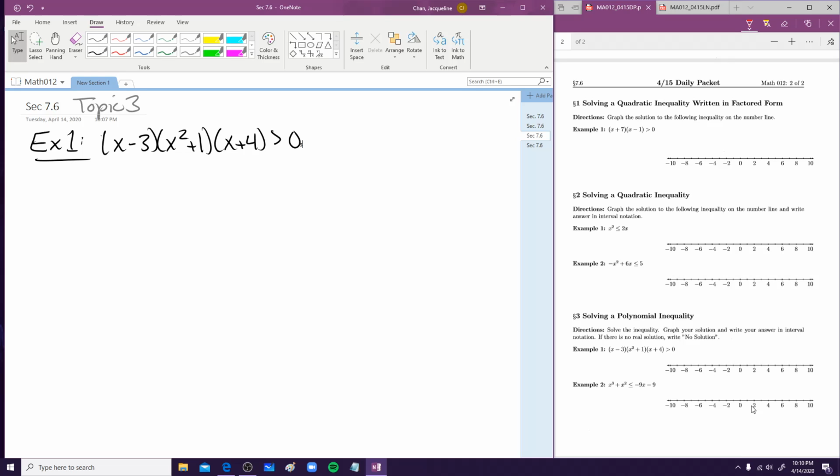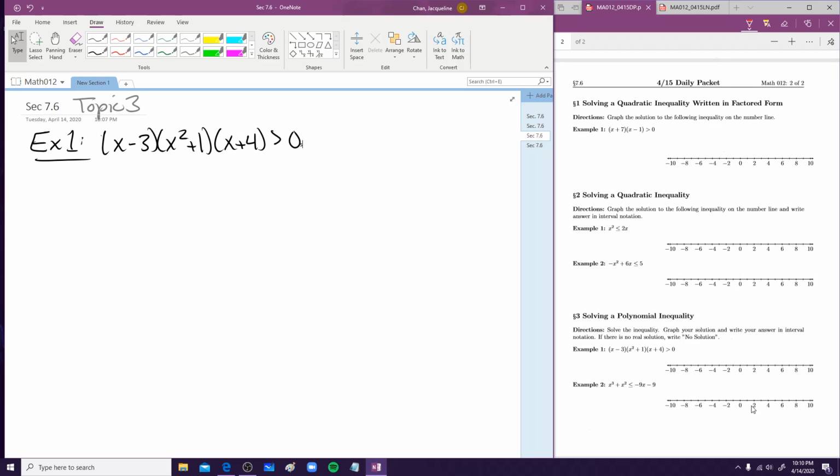Alrighty, so now for the last topic of the day. So we learned how to solve quadratic inequalities. So for topic 3, we're taking a step further, and now we're just going to solve polynomials. So we're going to solve something with polynomials with a degree higher than 2.